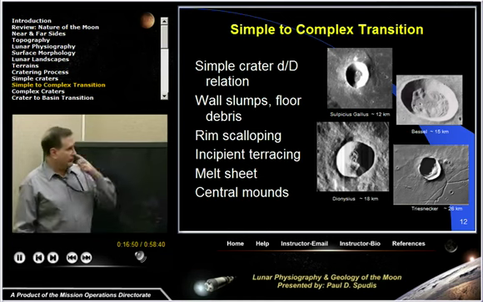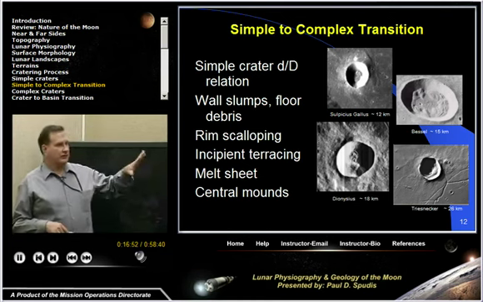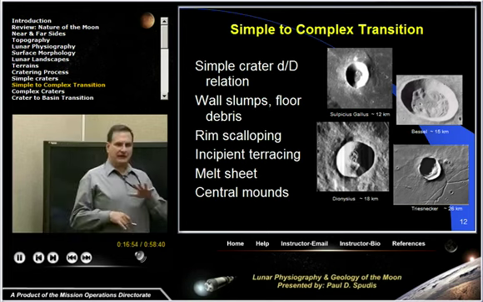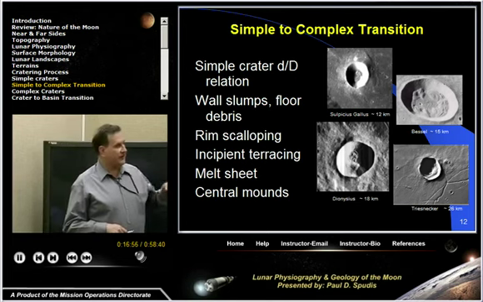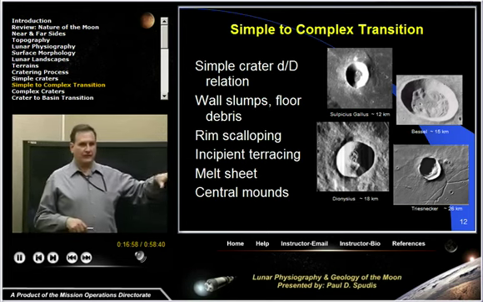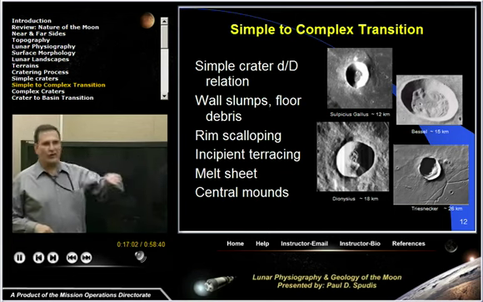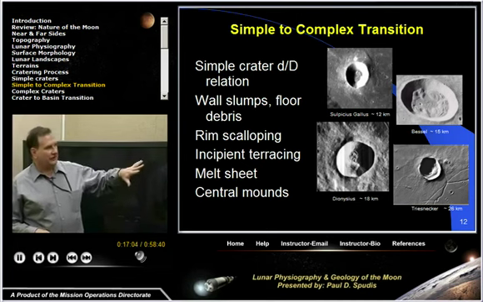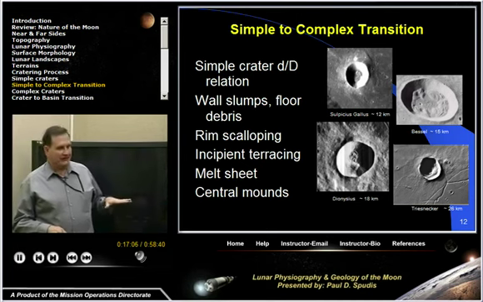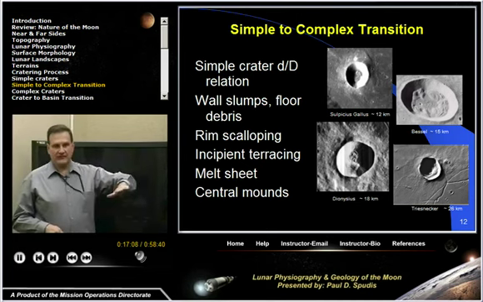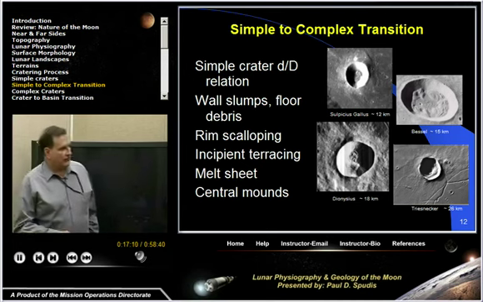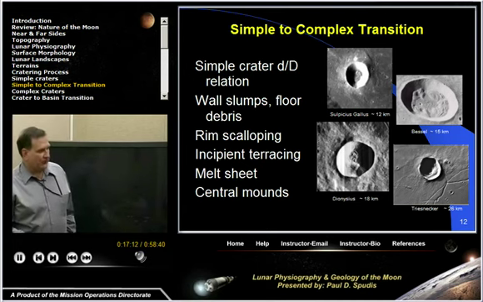This is what I call the simple to complex transition. These craters are not quite complex in that they don't have flat floors or central peaks, but they do have debris floors. They have floors where material is sloughed off the walls and accumulated in the bottom, so they're quasi-flat. And they also are starting to show evidence of significant landslip failure along the walls. One of the best examples is Triesnecker at 26 kilometers, which has a very nice big slump block.